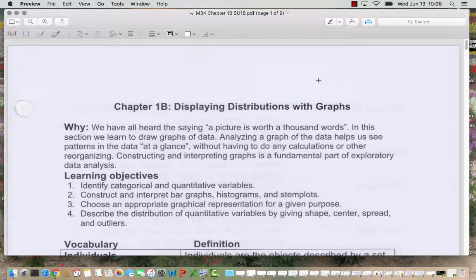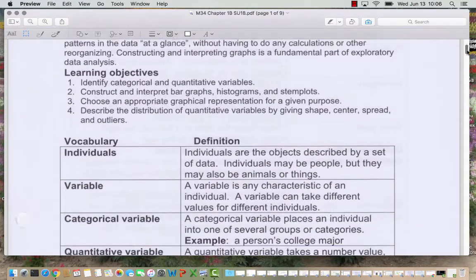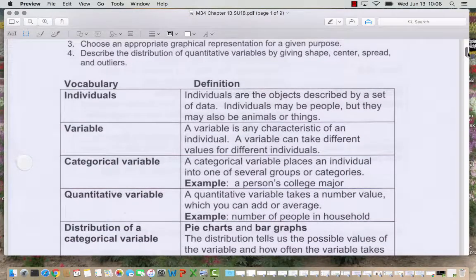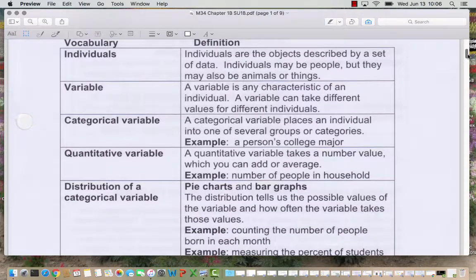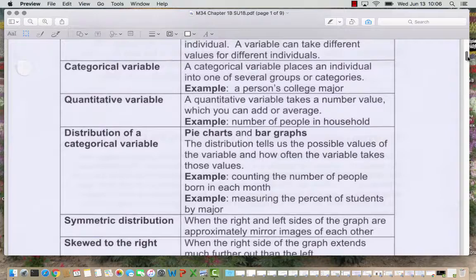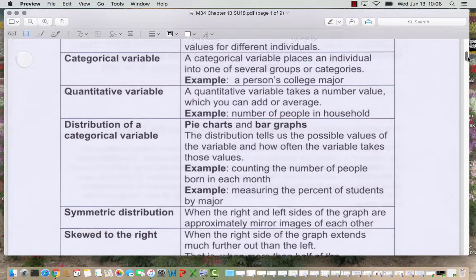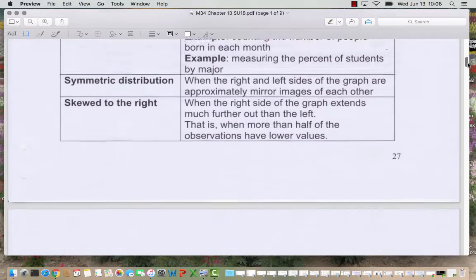Chapter 1B, Displaying Distributions with Graphs. We will study how we look at data through different types of graphs. We'll look at both categorical data, where we study categories, and numerical or quantitative data, where we study numbers. Read through the vocabulary. I will refer back to this vocabulary as we are working through the examples.